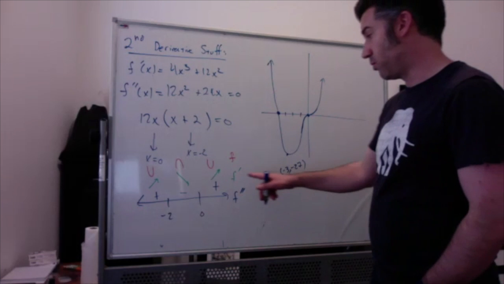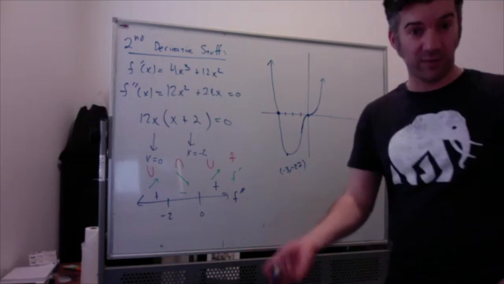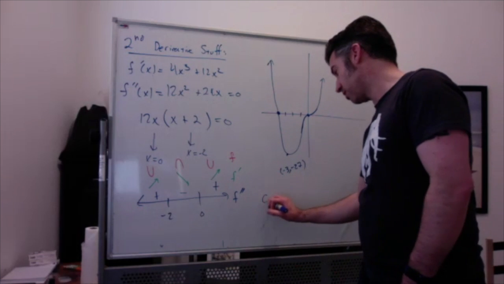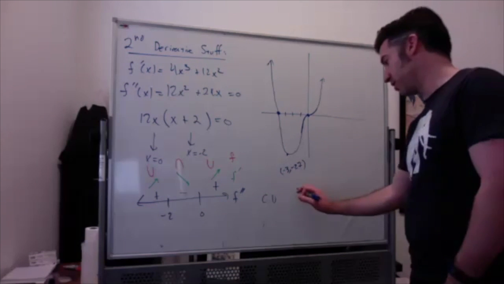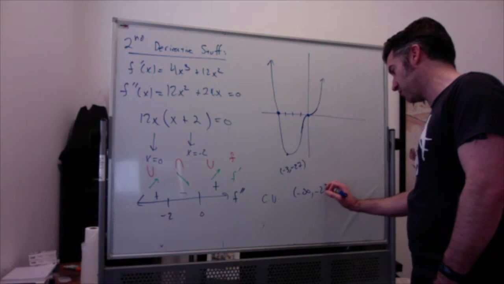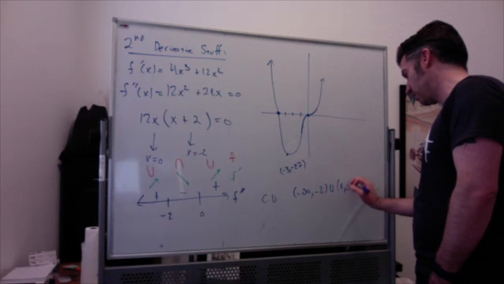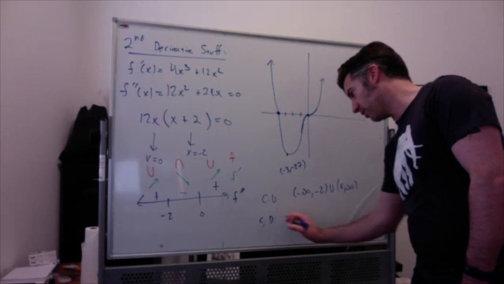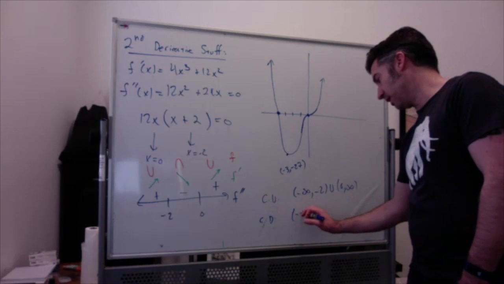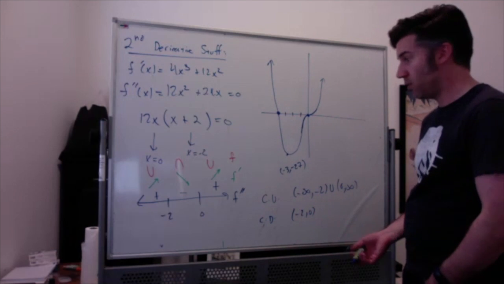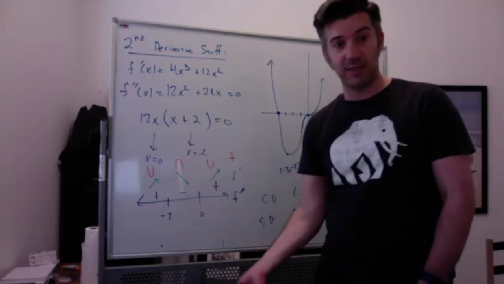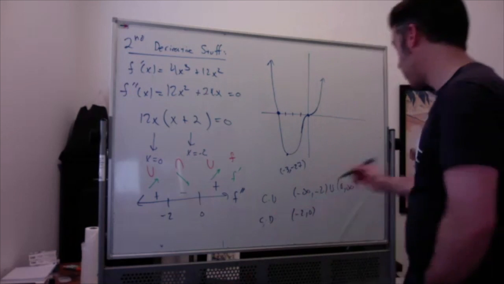So if you want to talk about intervals of concavity, it is concave up on the interval from negative infinity to negative 2, union 0 to infinity. It's concave down on the interval from negative 2 to 0. We definitely have inflection points at 0 and negative 2.